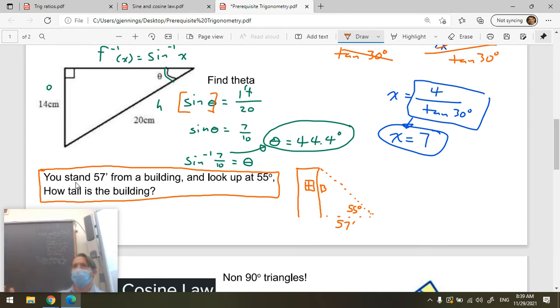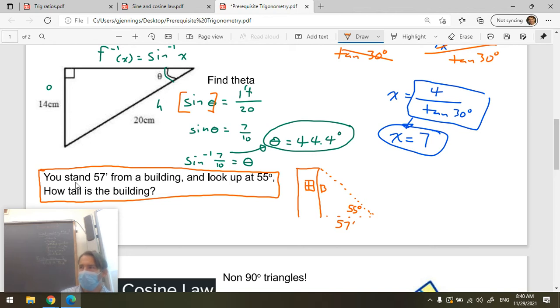How did you arrive at that number, 75, 80? Well, if you're looking directly at the building from 57 feet away and you're looking 55 degrees up, that's slightly over, like completely half, like 45 degrees. Meaning that it wouldn't be the same length as 57, so it would be slightly larger.